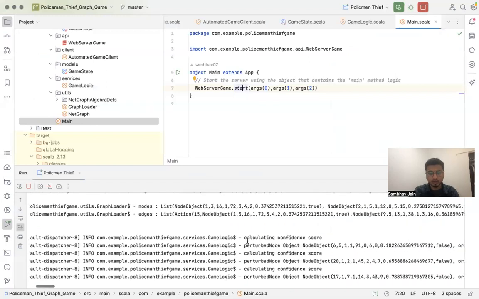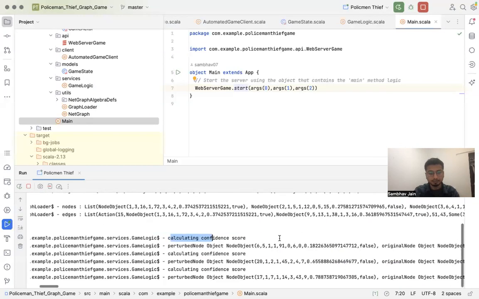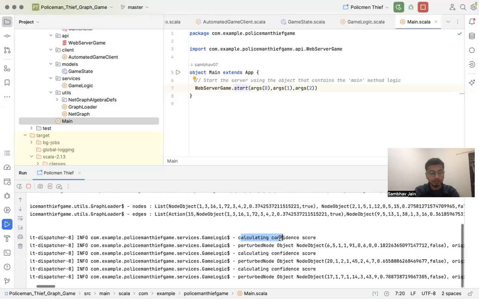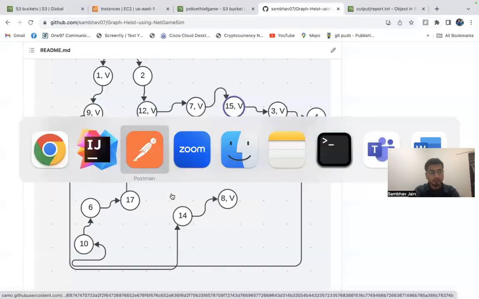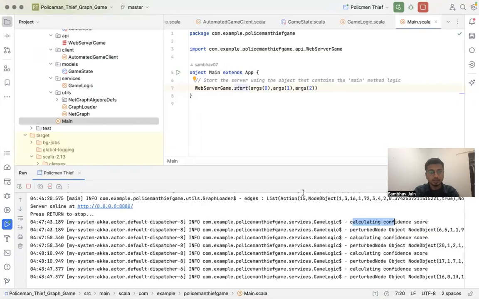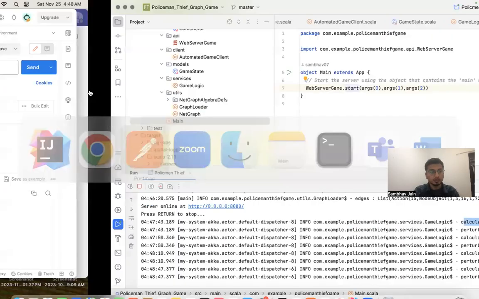So we have the loggers here. We can clearly see the calculation of the confidence score and the node objects that are being used for calculating the scores here. So now thief is at position 17. Let's make the move for police. So police is at position 16 now. Now let's make the move for thief.